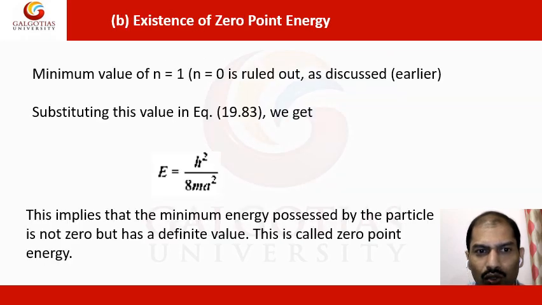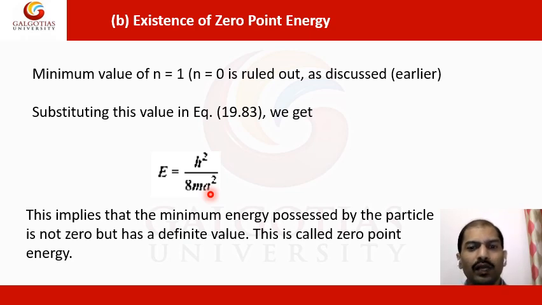The minimum value of n can only be 1, because for the ground state energy n will be 1. Since n equal to 0 is ruled out, as we discussed during the explanation of the Schrodinger wave equation, we substitute the value in n square. If you put n equal to 1, then this equation takes the shape h square upon 8ma square. This is also called the zero point energy.